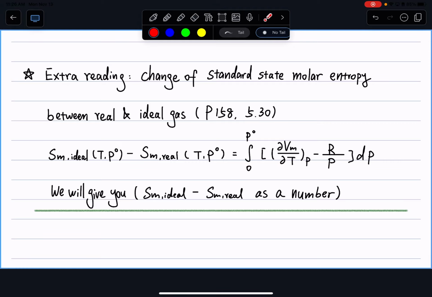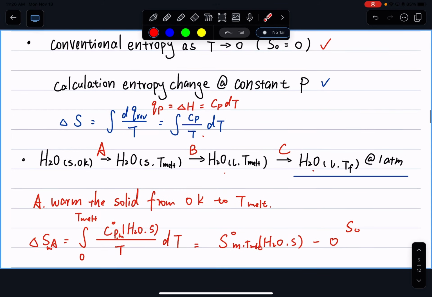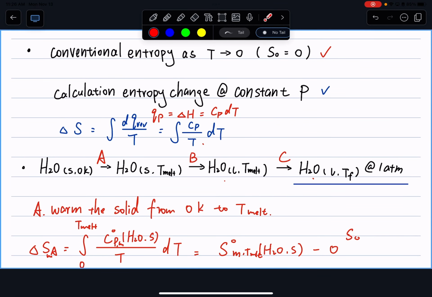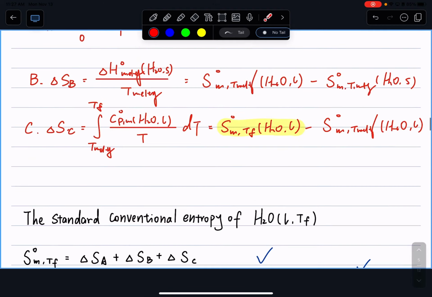It's a little bit of extra reading if you're interested. So far, what we did is go back to this process, right? We have a way to calculate your conventional standard molar entropy of a molecule or substance at any temperature. So let's look at an actual application, using these equations to get some numbers in there.